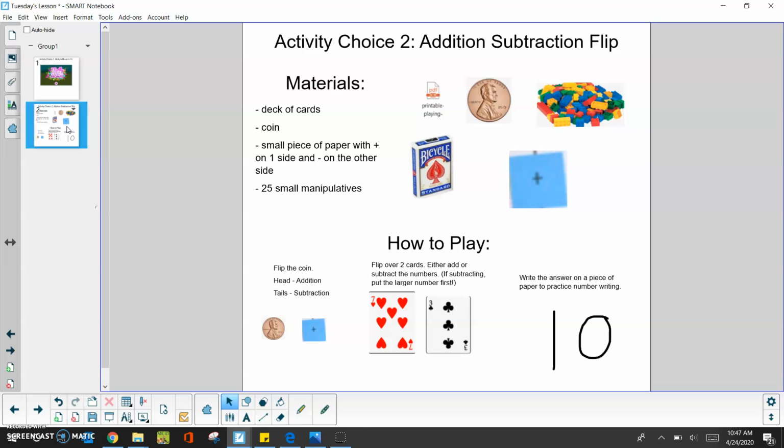For this game, you need a deck of cards, and remember, I've included a way for you to print your own cards, or you can use a set of cards or Uno cards or any kind of card that you have. You'll need a coin, a small piece of paper like a Post-it size. One side has an addition sign, the other side with a subtraction sign, and a small handful of manipulatives. This can be Legos, pennies, beans, cereal, anything small that you can have about 25 pieces of.